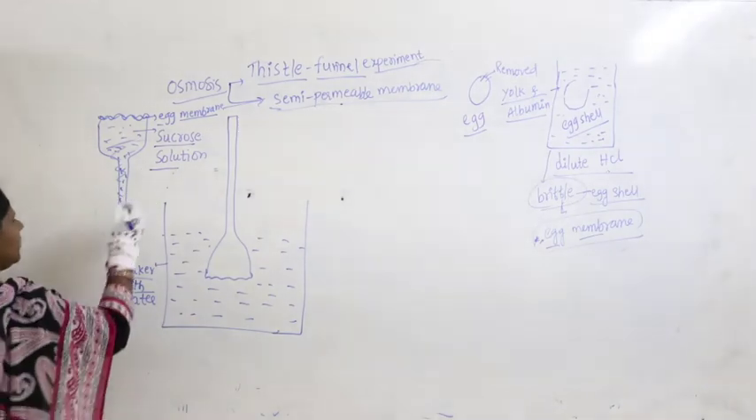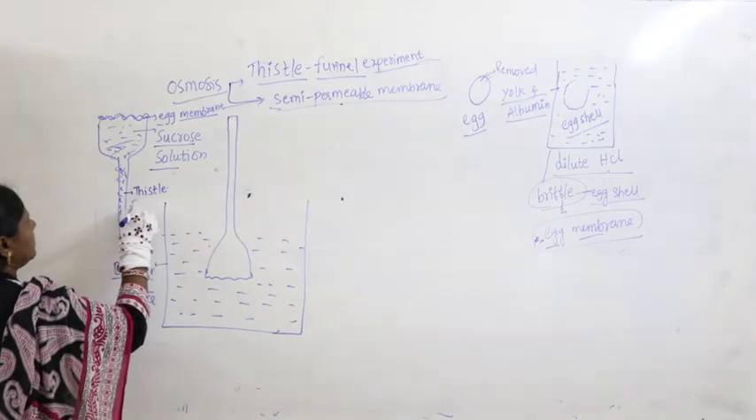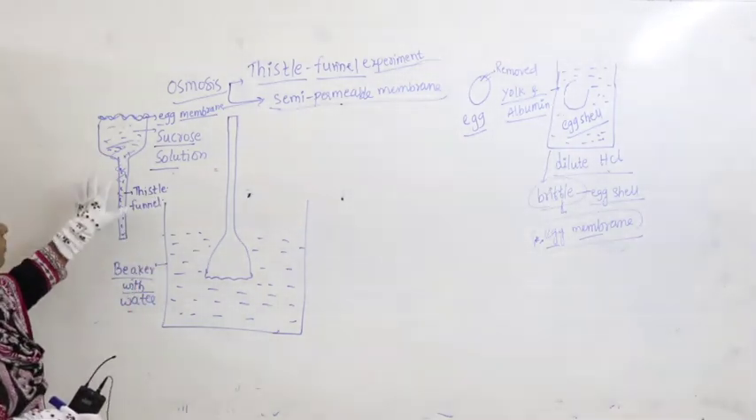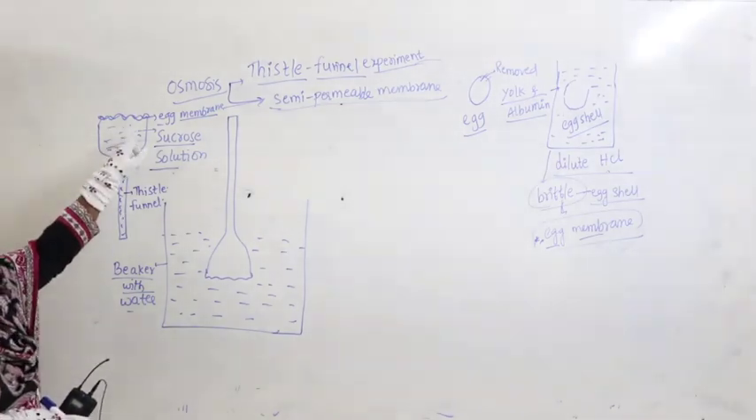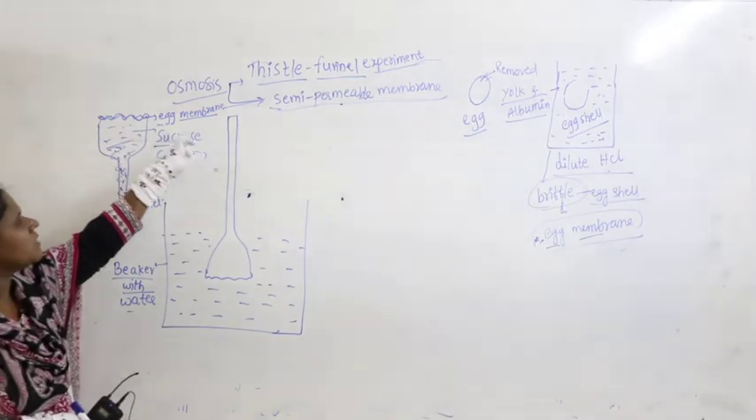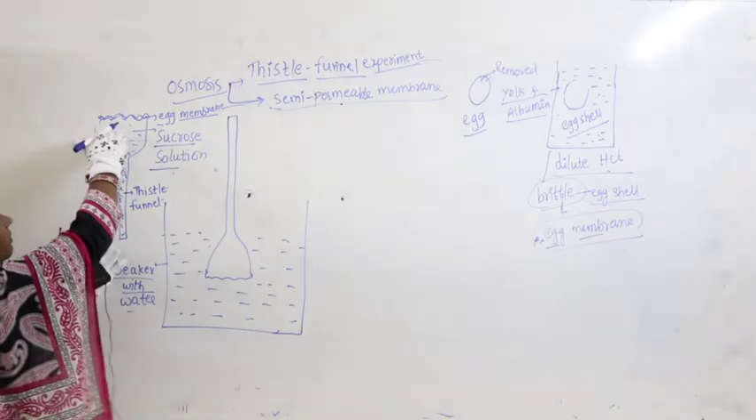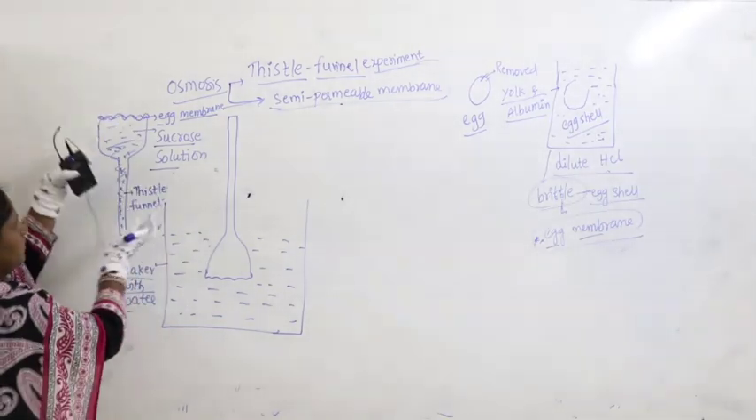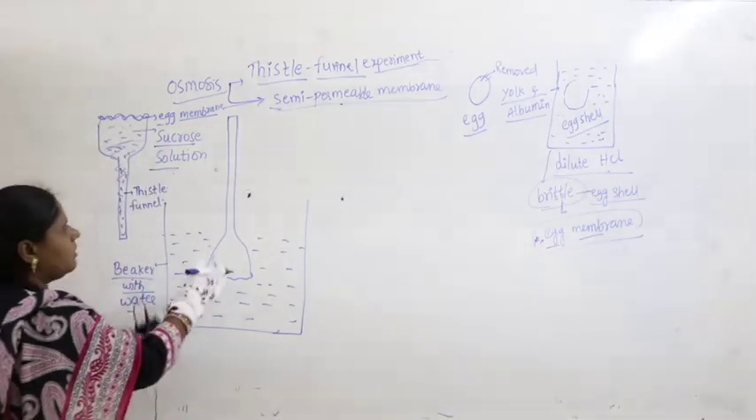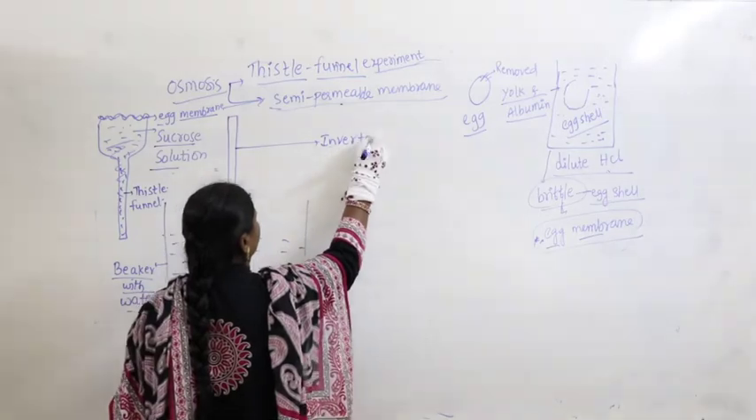This is what we call the Thistle funnel. Now we take the Thistle funnel having sucrose solution, where it is tied with egg membrane. This egg membrane is acting as a semi-permeable membrane. Now take the Thistle funnel and invert it, like this. This is what we call an inverted Thistle funnel.